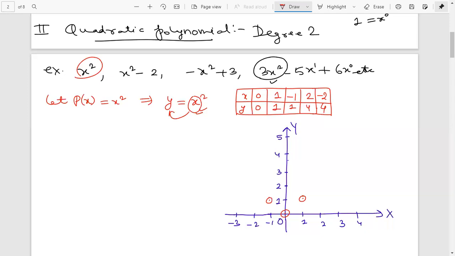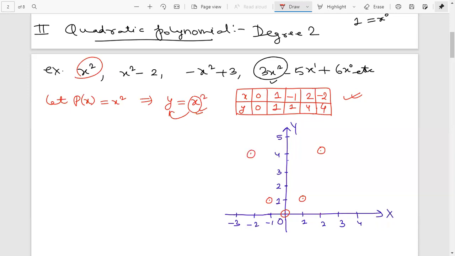In this fashion only we can take the points, because that is very helpful in plotting the graph. First we can take 0, then 1, minus 1, 2, and minus 2. So for x is 1 and minus 1, y is 1. X is 2, y is 4. So 2, then 4, almost here. And x is minus 2, y is 4 here.